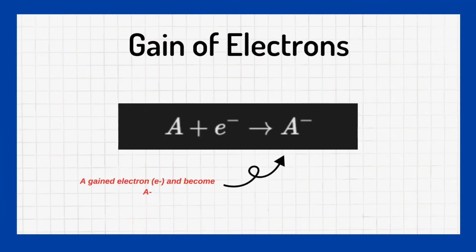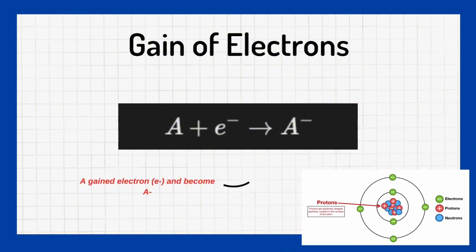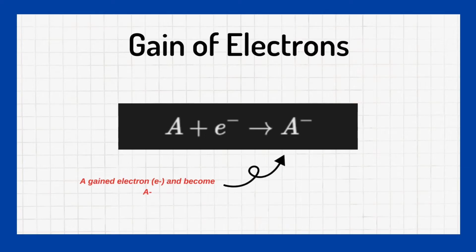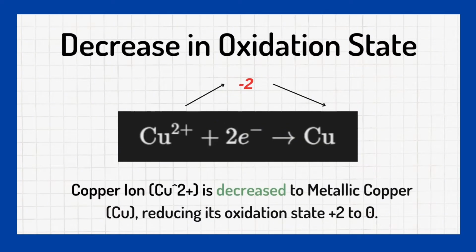Well, first of all, the gaining of electrons, as you can see here, is very simple. When adding an electron to a specific substance, it can cause its state to be negative. This is because when an atom gains one or more electrons, it acquires a greater number of negative charges than positive charges, which we call protons. This imbalance results in a net negative charge, and the atom becomes a negatively charged ion.